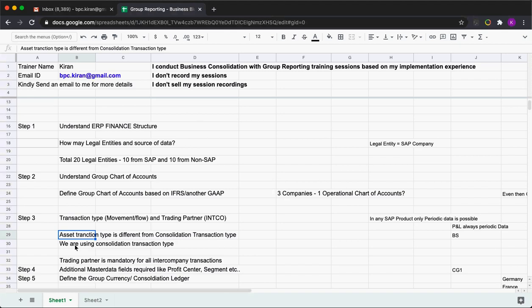They might come up with many questions, but group reporting is designed in such a way that intercompany eliminations or intercompany matching should happen based on the trading partner. Without trading partner, how does the system know whether it's an intercompany transaction or a third party transaction? So trading partner is mandatory for intercompany transactions. Next thing, any questions?